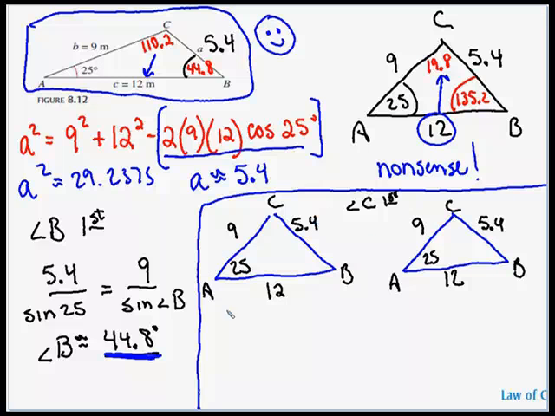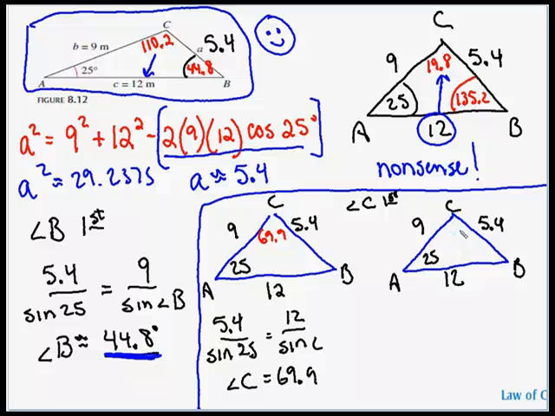So I would set up a law of sines proportion. 5.4 over the sine of 25 is equal to 12 over the sine of C. And if I went this route, I would get angle C is about 69.9. So here, let me switch to red, this angle C was 69.9. The other possible triangle would have an angle C of 110.1. And then for the third angle here in the first triangle, I have 85.1 degrees left over. In the second possible triangle, I have 44.9.